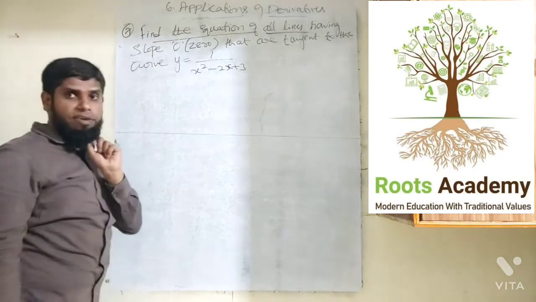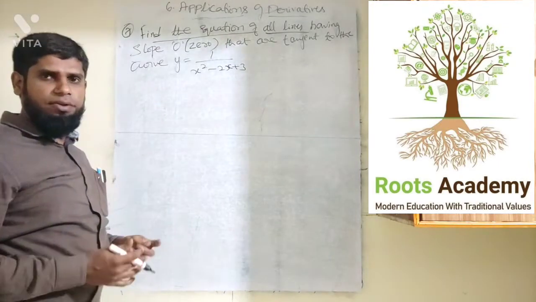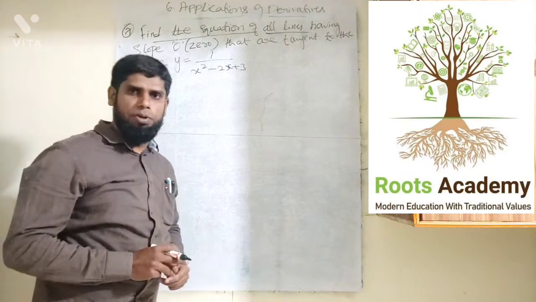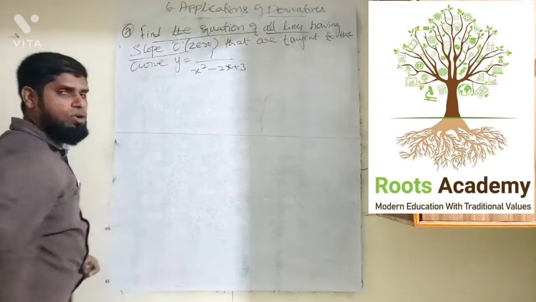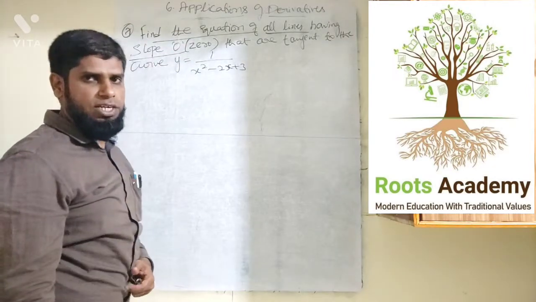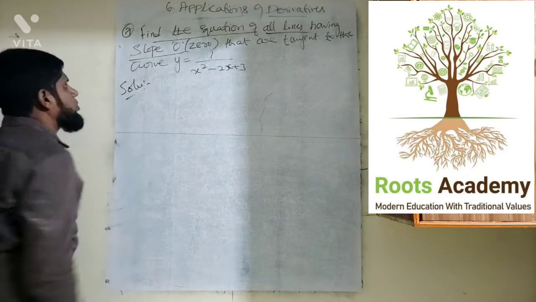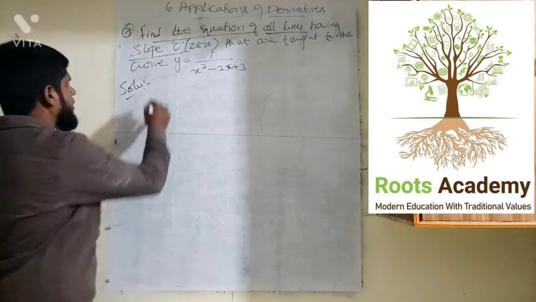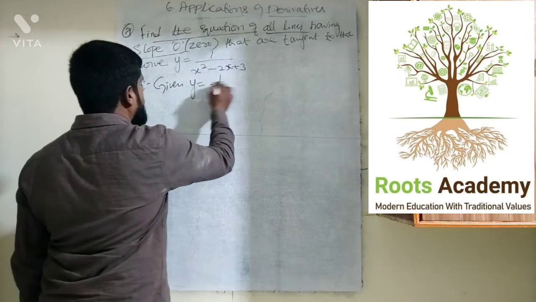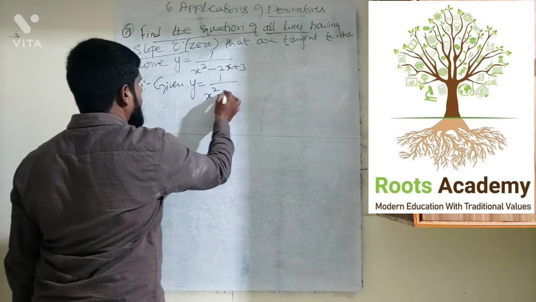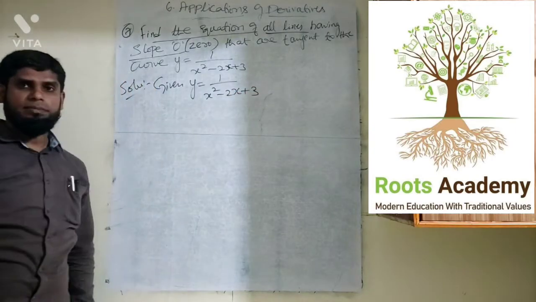So let us find the equation here. To find the equation of any line, we need a point and its slope. But the slope we already have, it is 0. So let us find the point first. Solution. Given y is equal to 1 divided by x square minus 2x plus 3. This is the curve.